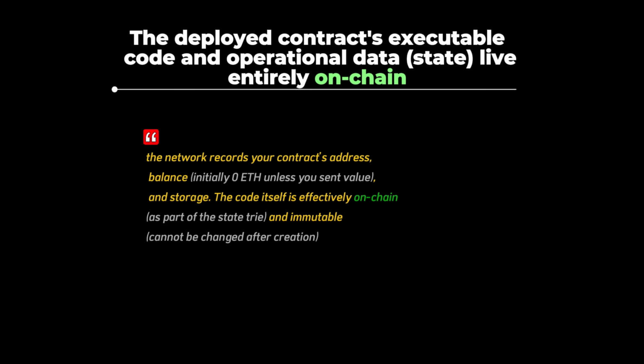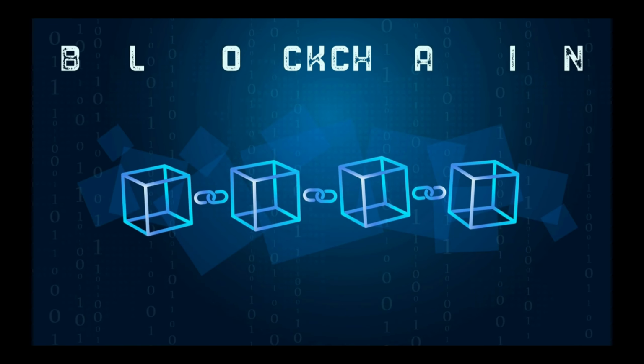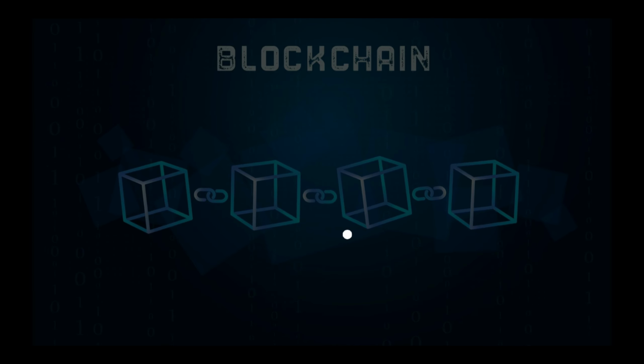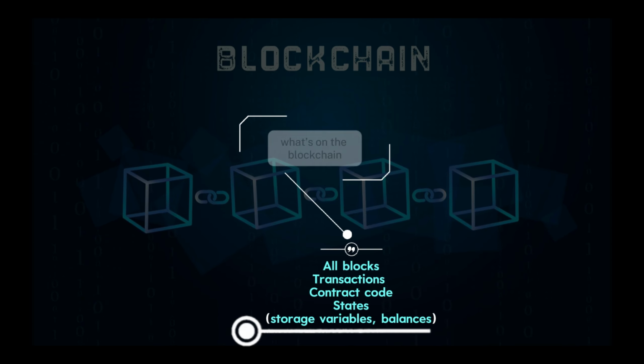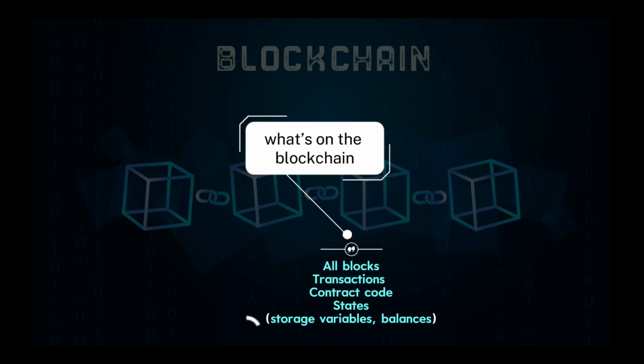The code itself is effectively on-chain as part of the state trie and immutable, cannot be changed after creation. Not everything about your contract lives on-chain. Let's clarify what's on the blockchain versus what's off-chain. On-chain data includes all blocks, transactions with their hashes, contract code as discussed, and the state, storage variables, balances.